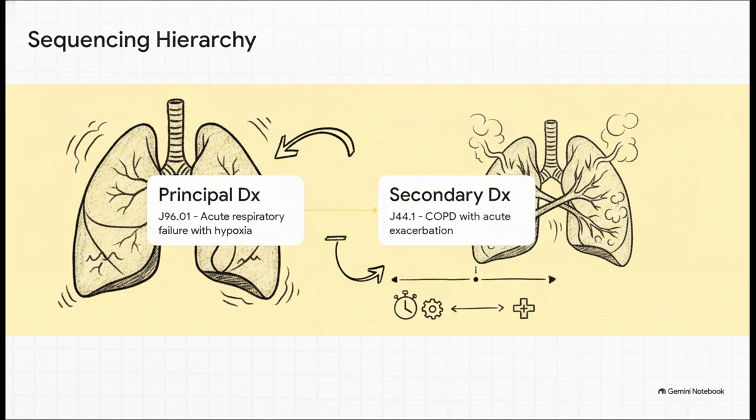Well, because the acute respiratory failure was the main reason the patient had to be admitted in the first place, we sequence J96.01 first. That's our principal diagnosis. Then we follow it up with J44.1 as the secondary diagnosis for the COPD exacerbation. Remember, the principal diagnosis always hinges on the problem chiefly responsible for the encounter. In this specific hospital course, that severe respiratory failure with hypoxia was definitely in the driver's seat.